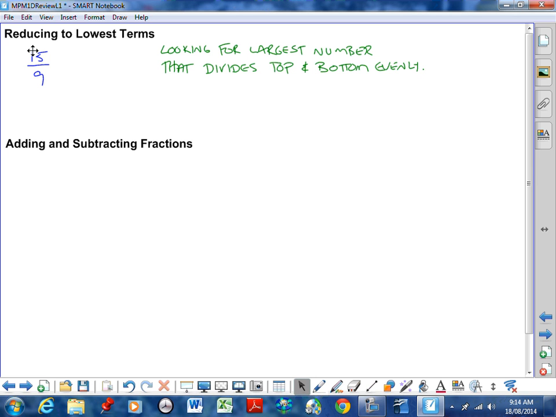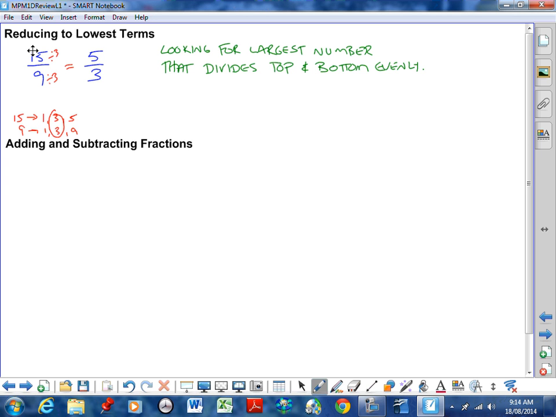When we're looking at 15 and 9, you take the smaller number, 9, and find what it divides by: 1, 3, and 9. 15 divides by 1, 3, and 5. So the common one there is 3. I'm going to divide the top and the bottom by 3 to get my new answer of 5/3. So that's the long way. If you're quicker with it, you can do it the short way, but those are the steps. You're looking for the largest possible number that divides into both evenly.